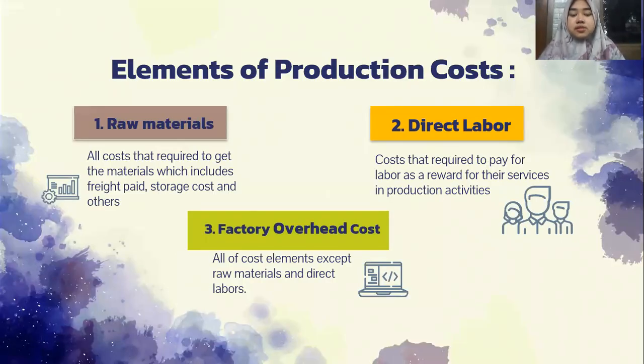Elements of production costs. There are three groups of production costs. They are raw material, which is all costs required to get the material, which includes freight paid, storage costs, and others. And the second is direct labor, which is a cost required to pay laborers as a reward for their service in production activities. And factory overhead cost is all of the cost elements except raw material and direct labor. For example, depreciation expense, rent expense, repairing and maintenance, and building expense.